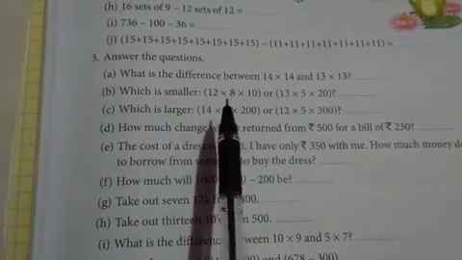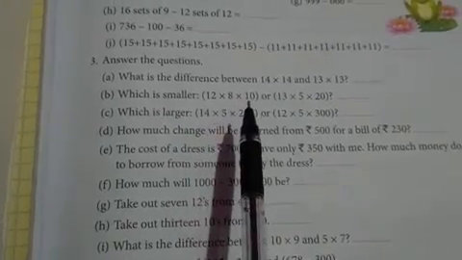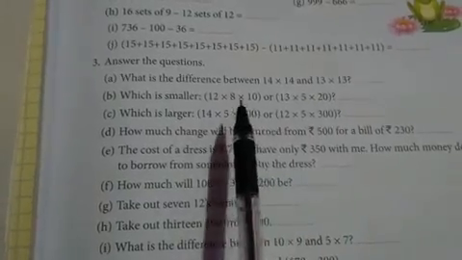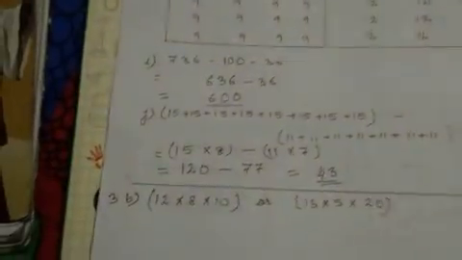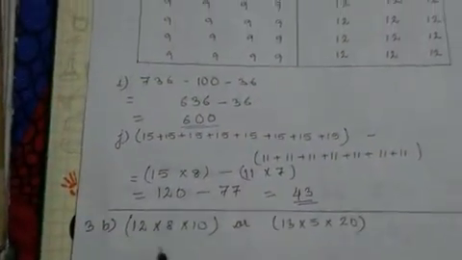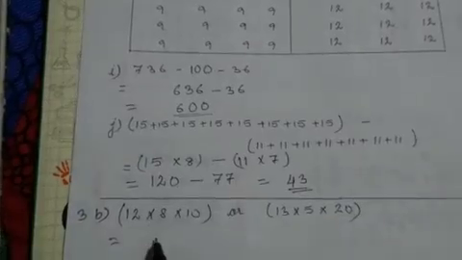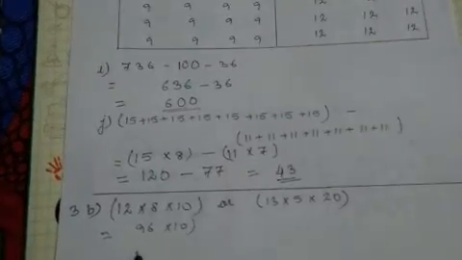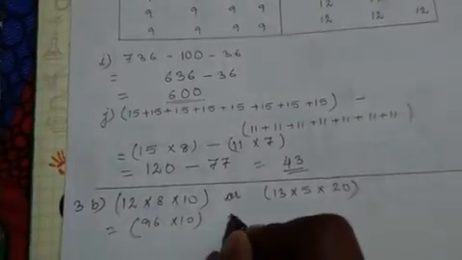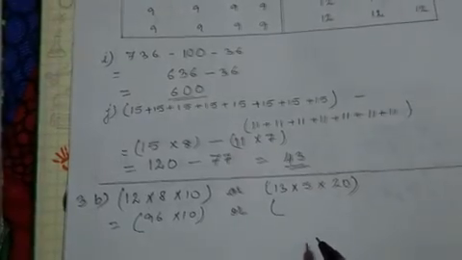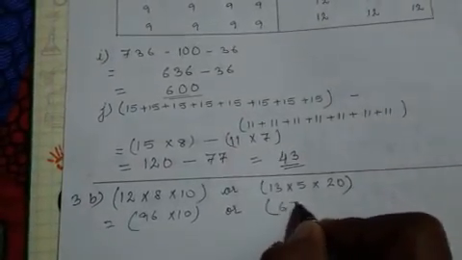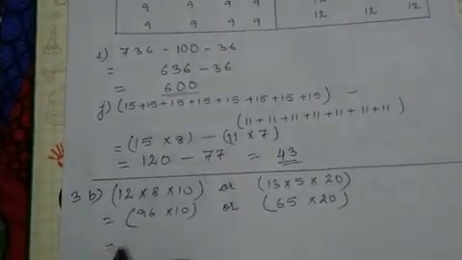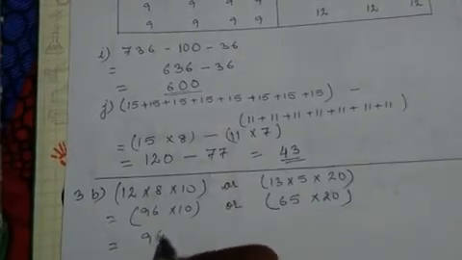which is smaller? 12 into 8 into 10 or 13 into 5 into 20. Okay. So here, let us do 12 into 8. So let us write 12 into 8 is 96 into 10. Okay. I am still writing the multiplication sign here and here. 13 5s are 65 into 20. Now let us go ahead. 96 into 10 is 960.